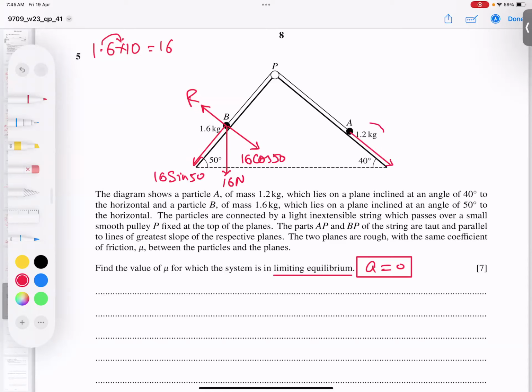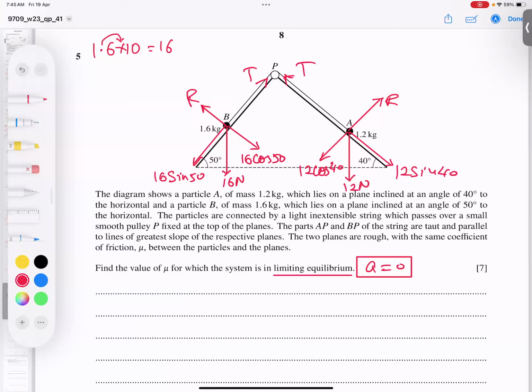Okay, this mass is 1.2 into 10, 12. 12 sine 40. And this is because this weight is 12 for sure. So this is R, and this is confirmed 12 cos 40. And tension 100% towards pulley. There's a rule, we know it very well.